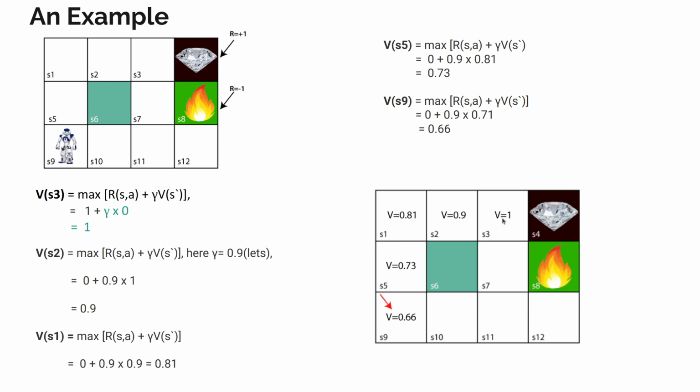So by intuition also you can see, as a human, it is decreasing. Obviously, if you reach this state, it means you are very close to the goal, so the value of that state would be high. Value of S2 is comparatively less than S3, and comparatively less than S1.